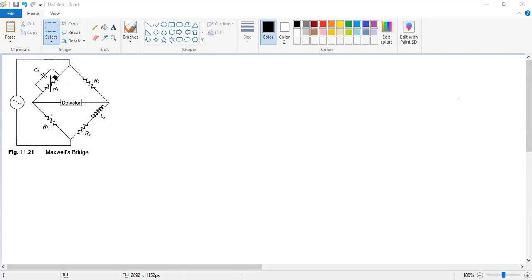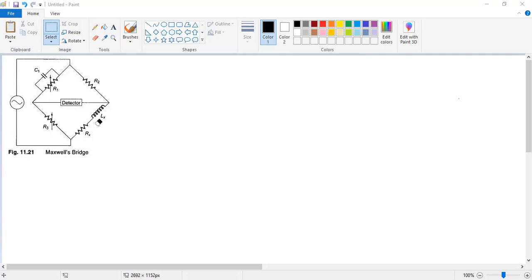Look here, we have applied some capacitance, and in this bridge, this is an AC bridge. Now we are going to deal with the AC bridge. Whenever we apply some AC, there are resonance conditions and frequency related issues.